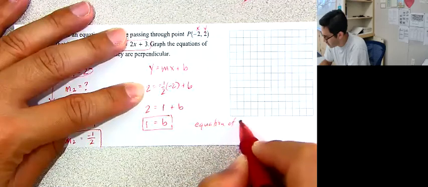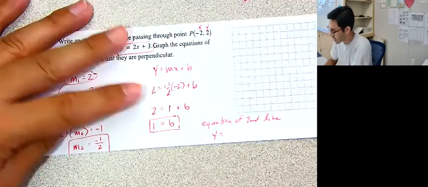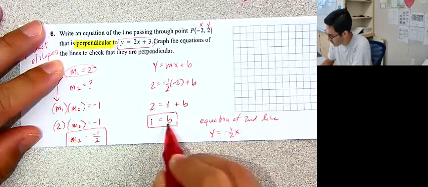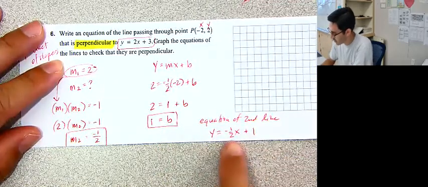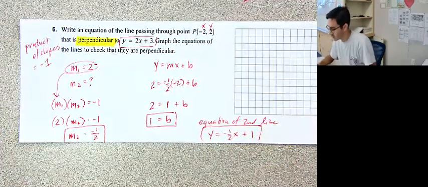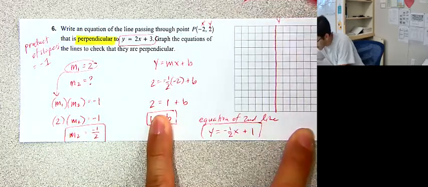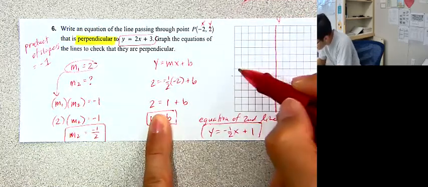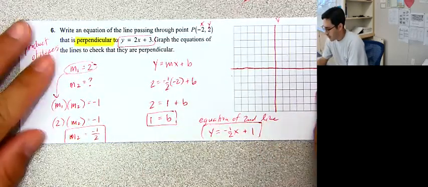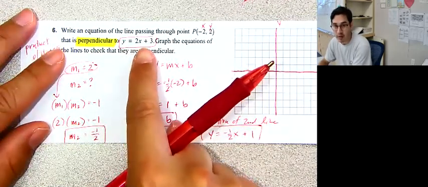So the equation of the second line, y equals mx plus b. Okay, so m is -1/2 and b is 1. Okay, mx plus b. All right, time to graph. Okay, so we'll graph the original line first. Okay, y equals 2x plus 3.